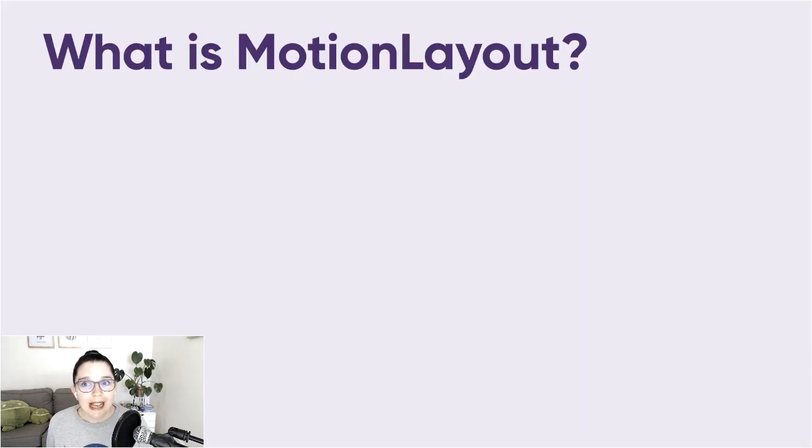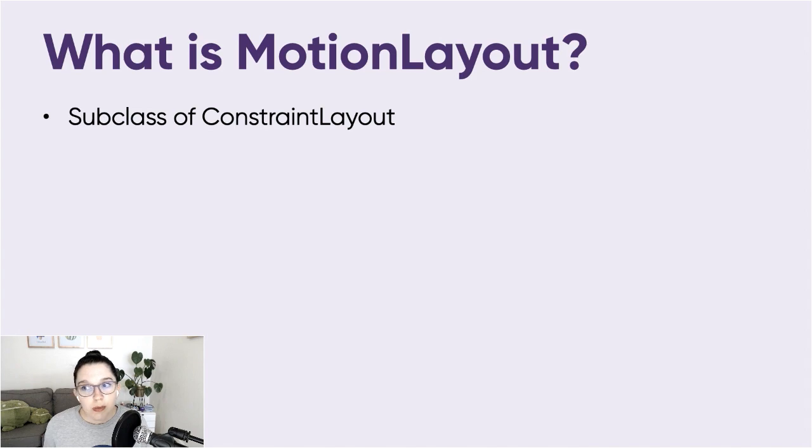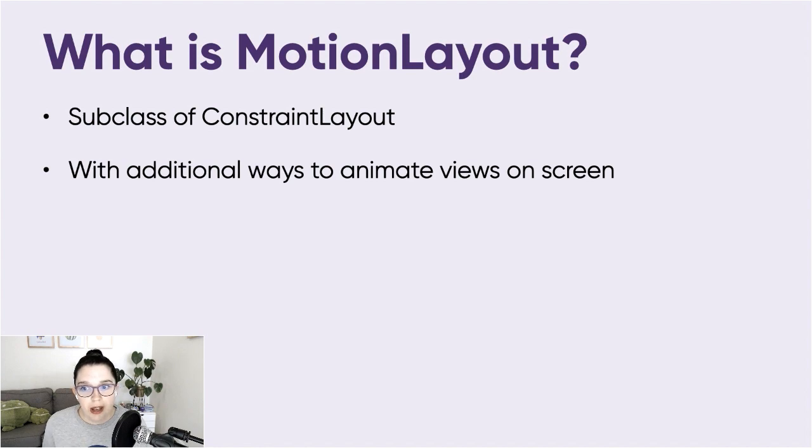So what exactly is motion layout? Motion layout is a subclass of constraint layout. So everything that you can do in constraint layout, you can do in motion layout. If you're using barriers, or chains, or just constraints that are part of constraint layout, they will work and be used in motion layout. And motion layout allows you to have additional ways to animate your views on screen.